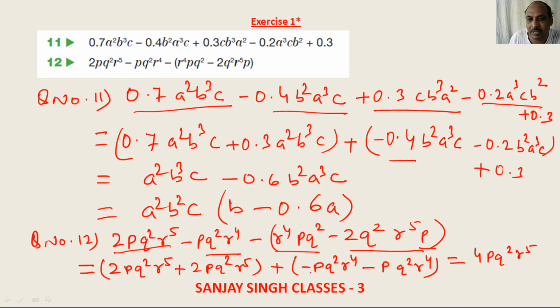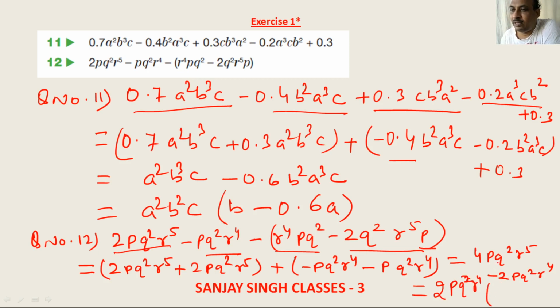Here it is given minus minus. So here minus 1, so it will become minus 2. So it will become minus 2 p q square r to the power 4. What do we take common? P q square r to the power 4 we can take common, and 2 also we can take common. So we can place 2 p q square r to the power 4.